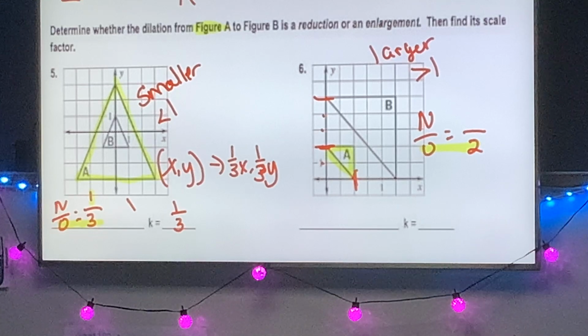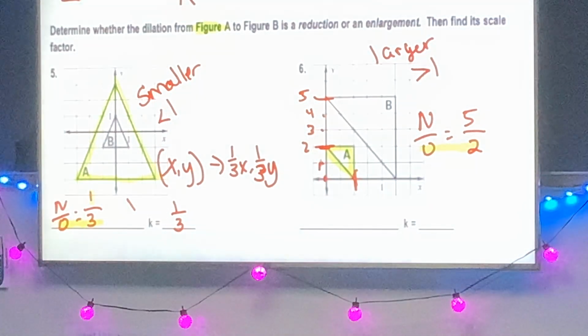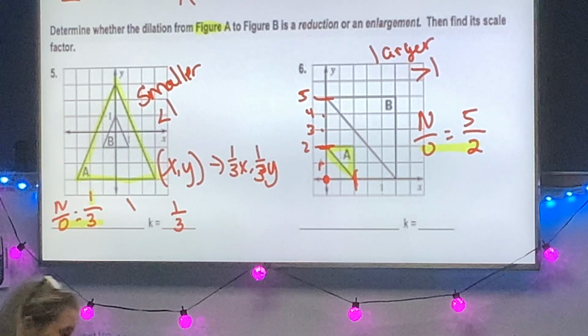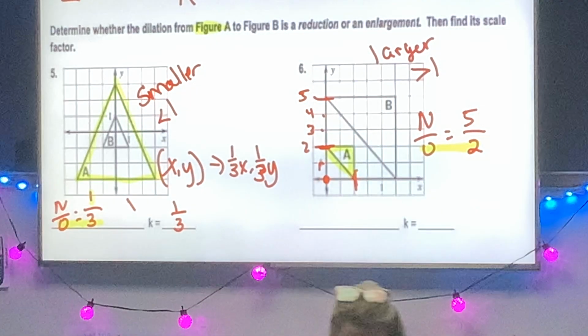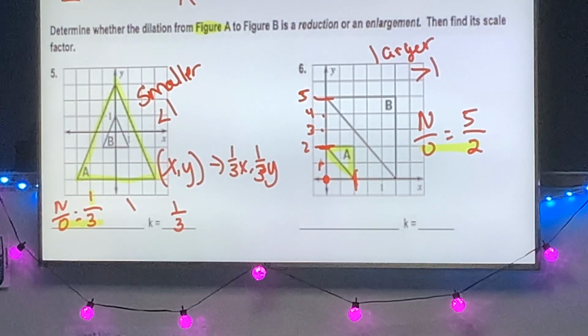If you need to number them, 5. So, if you need to, where they cross, that's 0, 0. Go from there. Okay? And we're going to stop there.